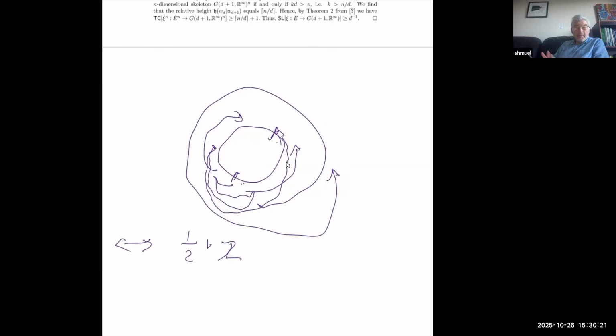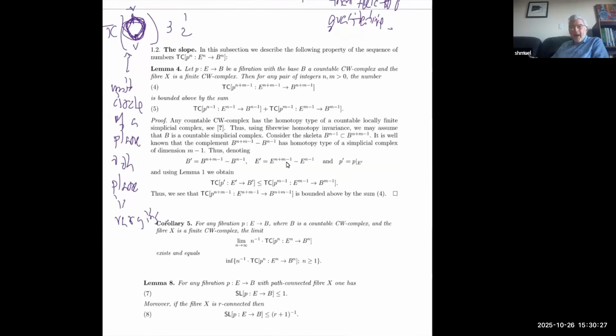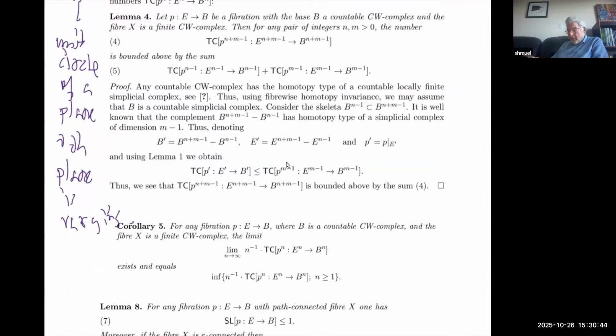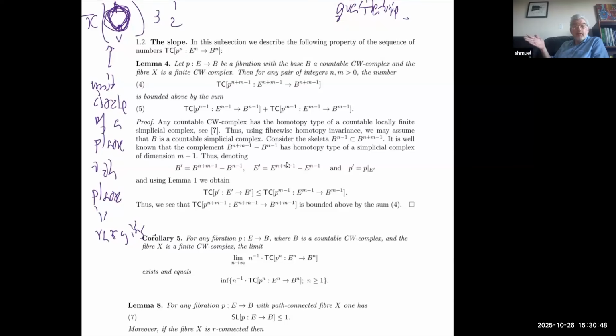Okay? I mean, I've done it geometrically, but needless to say, Michael preferred doing it algebraically with his favorite tool, which is heights of cup powers of Euler classes or Stiefel-Whitney classes or things like that. And now let me tell you the general result. Here's the notion of slope. But let me just comment. So what is slope?